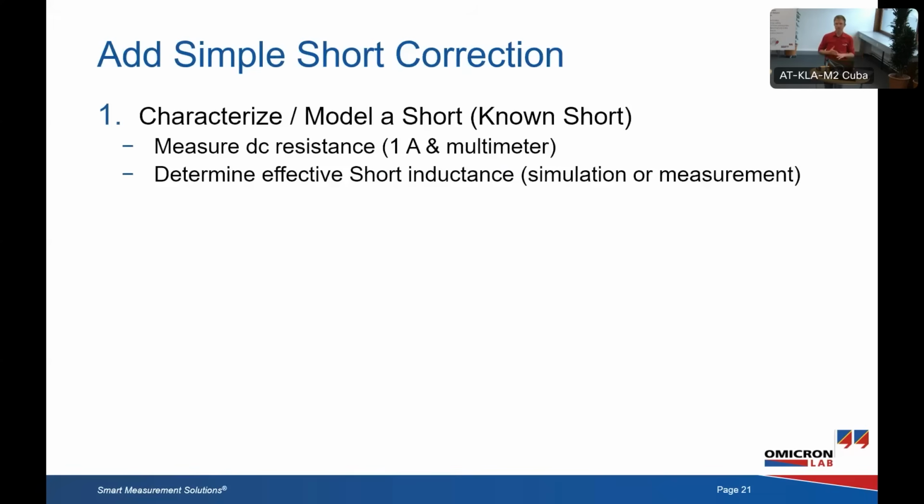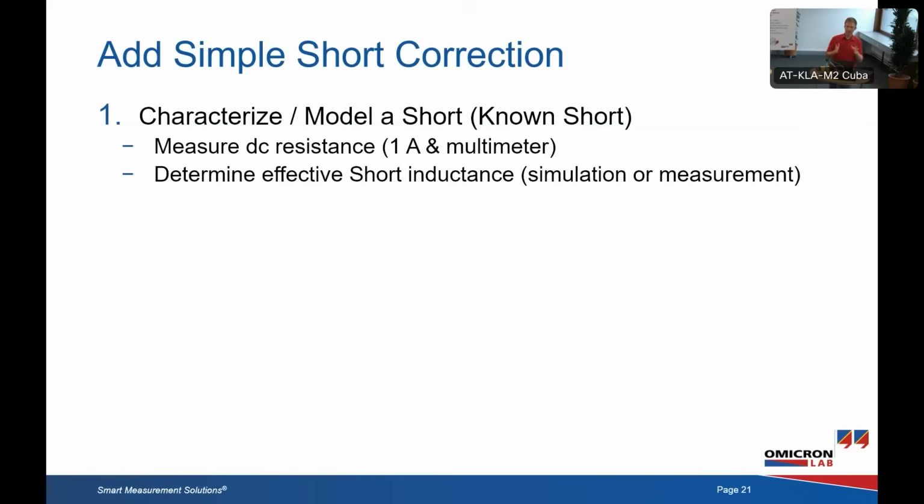And that works as follows. The first thing is to characterize or model the short, and that's what we call the known short. You can measure the DC resistance of the short, for example, by letting 1 amp flow through the short and then measuring the voltage using a multimeter. You get the DC resistance value.